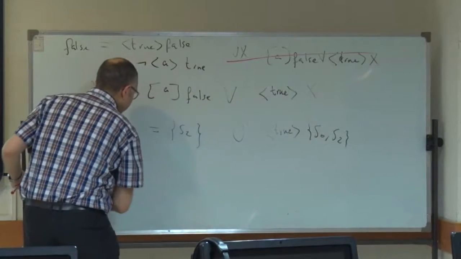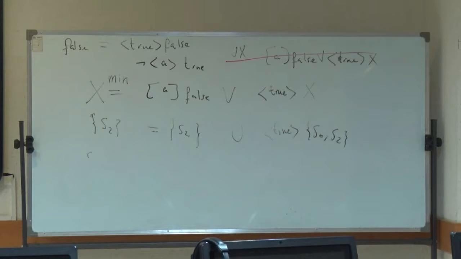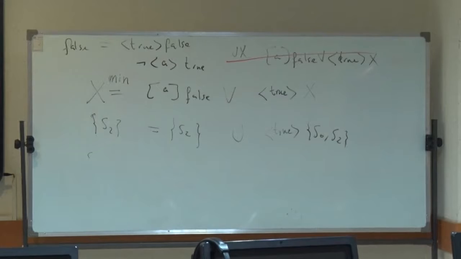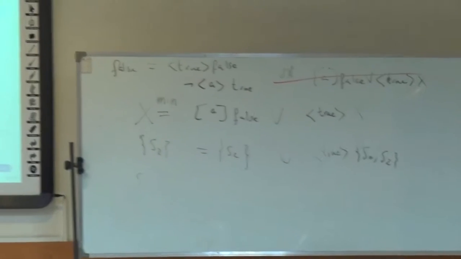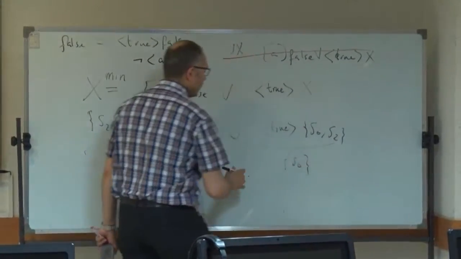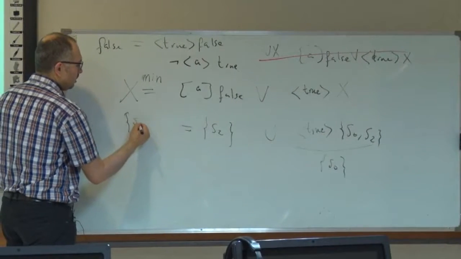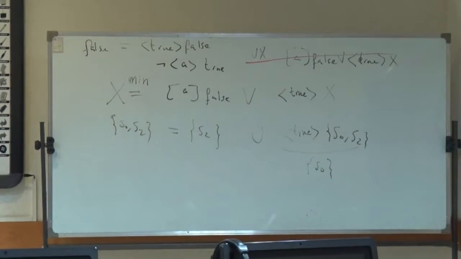Which states can do something and end up in S0 and S2? S0 can do an A and end up, for example, in S0, which is fine. What else? Is there any other state that can do something and end up in S0 and S2? No, right? So the semantics of this one is S0 union with S2, S0, S2. I started with S0 and S2. I ended up with S0 and S2. So that's fine. That's the fixed point.